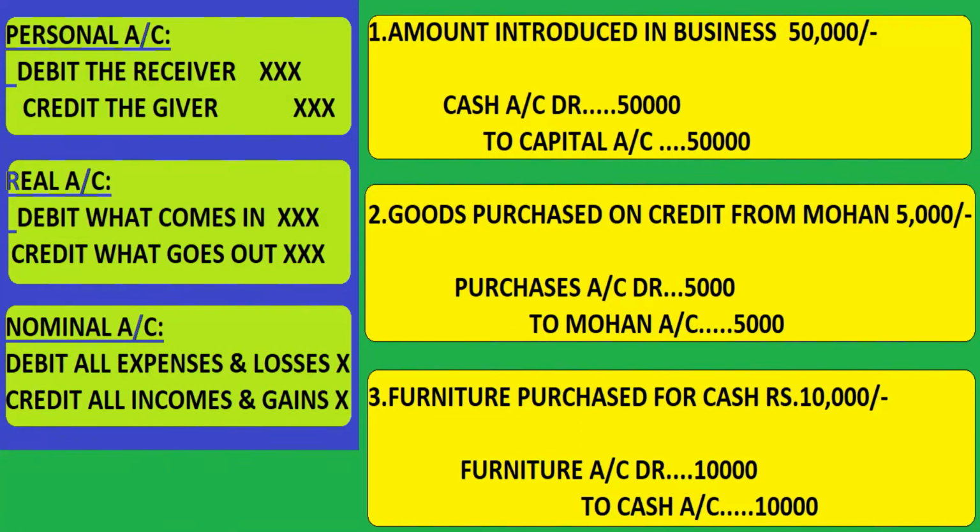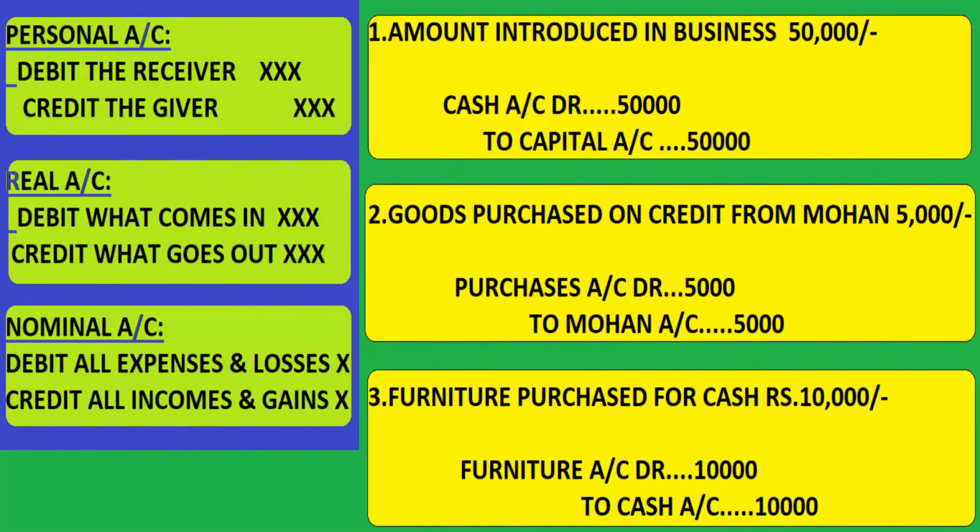So Mohan is a person. As per personal account rule, credit the giver. Mohan gave us goods, so we have to credit Mohan account. And as per real account rule, debit what comes in. Goods is a real account, so we have to debit goods purchased or purchases account. The entry becomes like this: purchase account debtor 5,000 to Mohan 5,000.